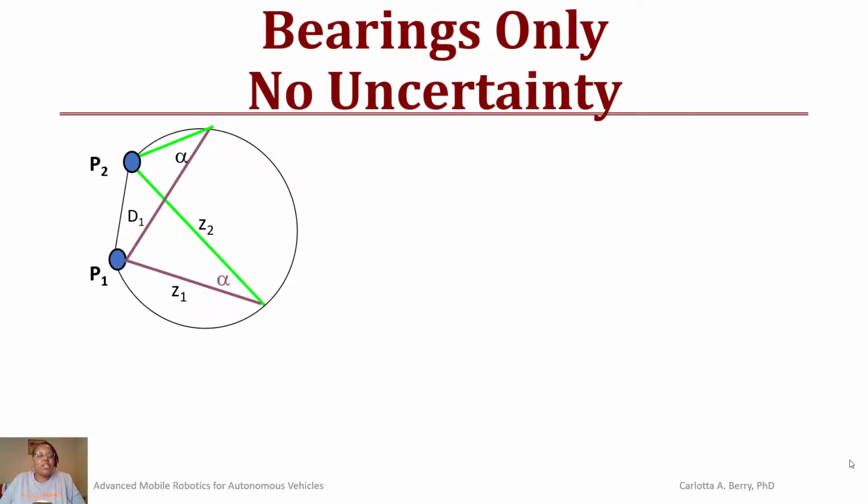Now, what about if we do this for bearing with no uncertainty? So here, once again, we have 2 landmarks, but we only want to look at the bearing of where the robot could possibly be when it was able to detect both of those landmarks.